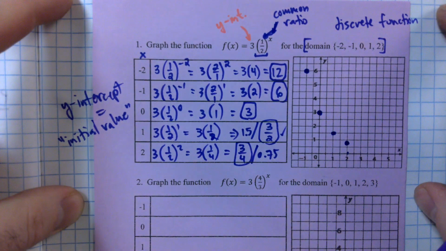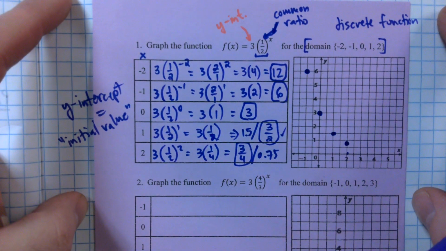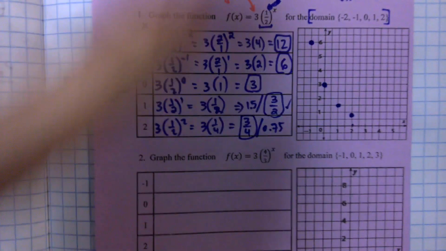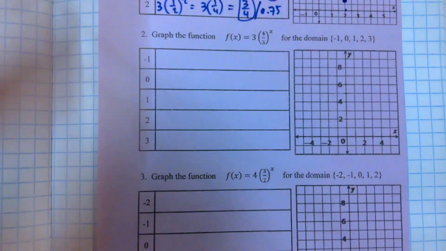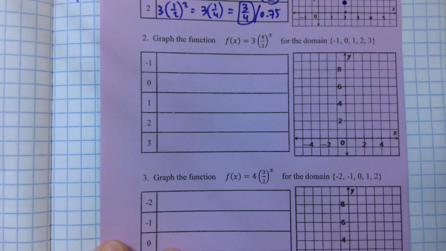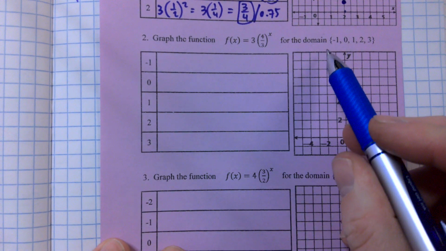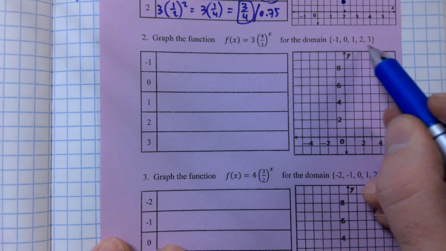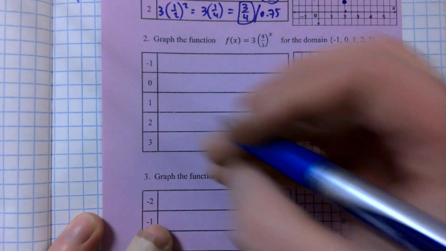Any questions on how we accomplish that? Perfect. Let's take a look at the second one. Second one, my function is f of x is equal to 3 times 4/3 to the power of x for the domain. Now, is it the same domain? No, it's different. -1, 0, 1, 2, 3. So let's plug in -1.